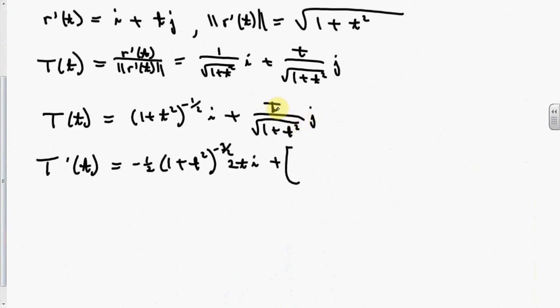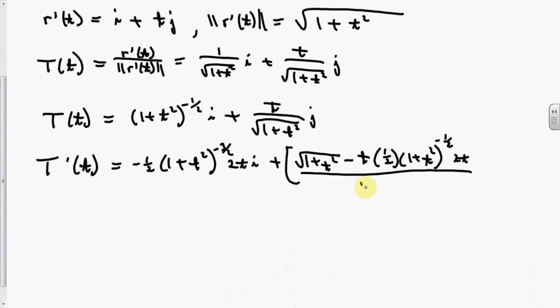The derivative of the numerator is 1 times our denominator, the square root of 1 plus t squared, minus the numerator times the derivative of our denominator. So that's 1/2 times 1 plus t squared to the 1/2 minus 1, which is negative 1/2, times the derivative of this inside. Use that chain rule. This is 2t, and this is all over our denominator squared, j. Now we've got to simplify all that.